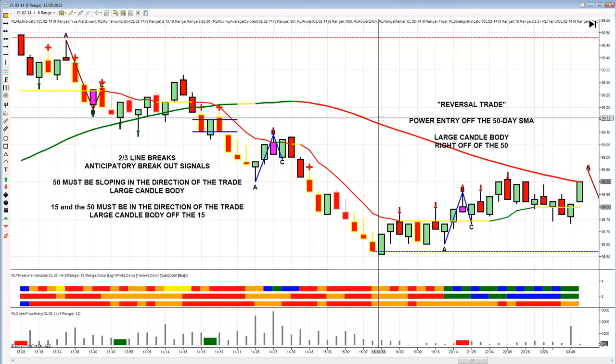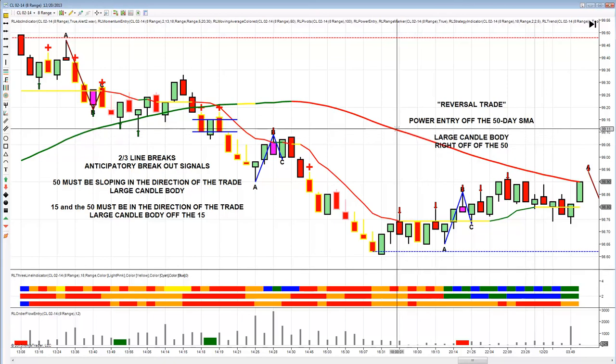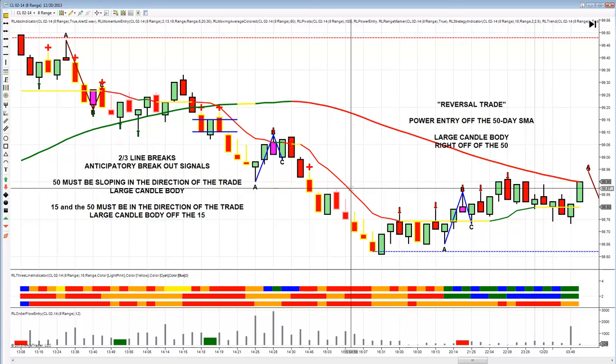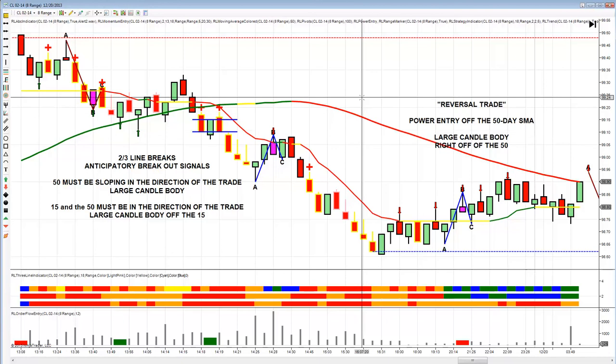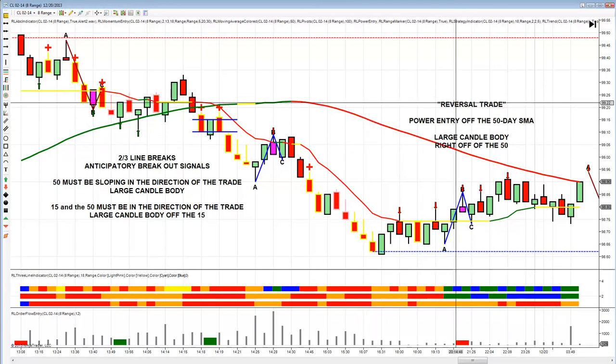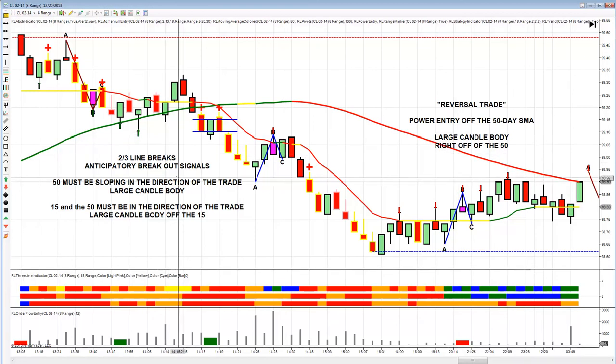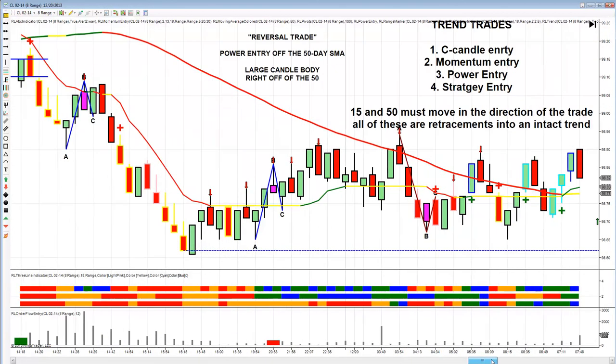We trade trend lines that have color: short trades on a red 50 and a red 15, long trades on a green 50 and a green 15. We can take our quote reversal trade off the 50. We can take our 2 or 3-line breaks, or we can take our trend trades.